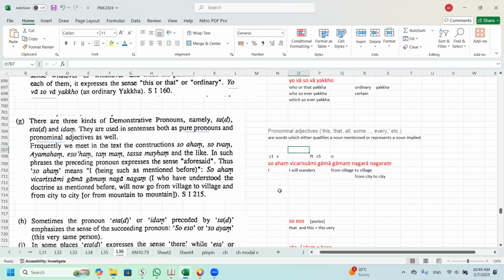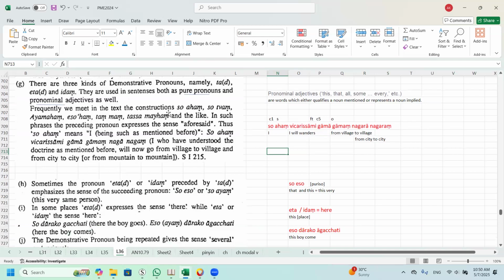Okay. So here, so ahang, wacari, sami, gama, gamang, nagara, nagarang. I think this is not naga. I think it's nagara and nagarang. I think this is a typo error. Now, can you see the word so ahang, so tuam? Okay, so ahang, so tuam, so ewang.